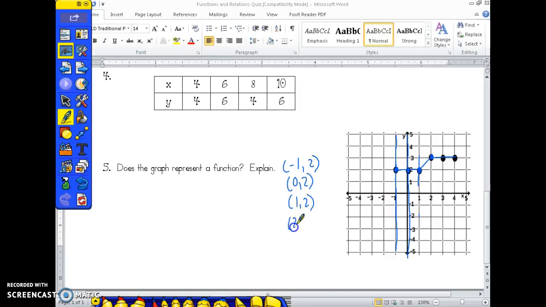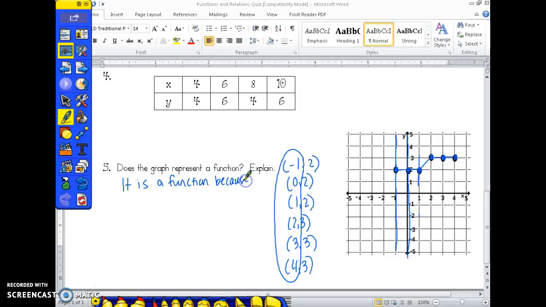We have 2, 3, 3, 3, and 4, 3. Every point that we have, there's no point that lines up vertically with another point, which means that our x-coordinate does not repeat. If our x-coordinate does not repeat, then it is a function, because the x-coordinate does not repeat.